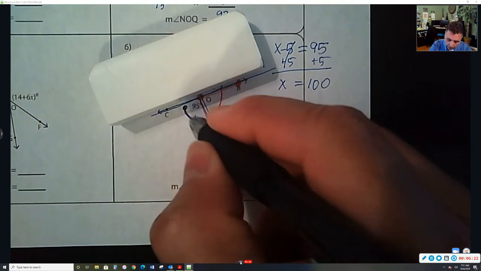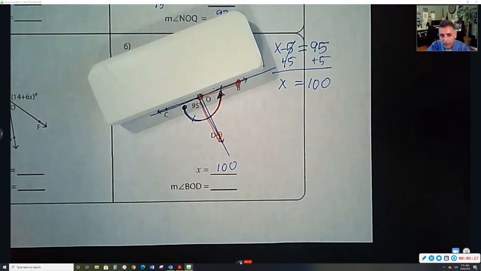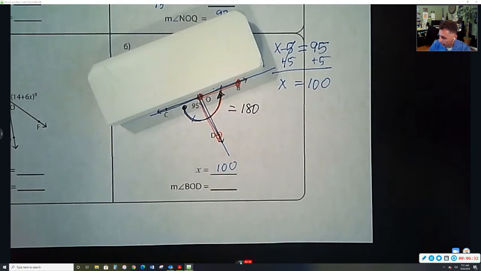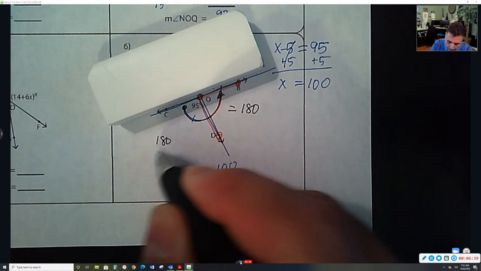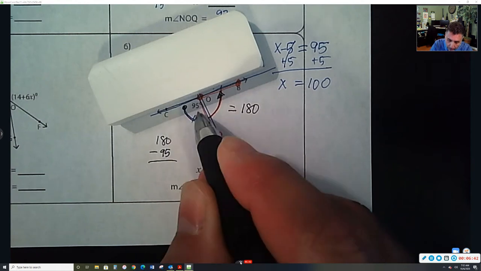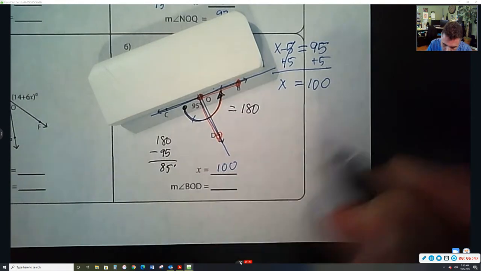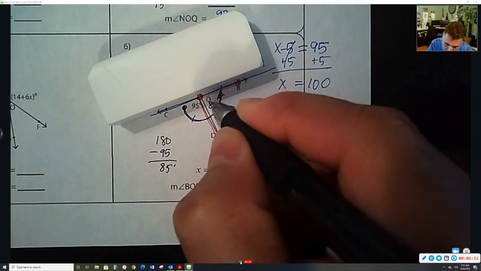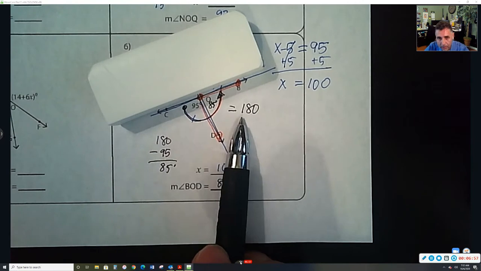From here all the way to here is half a rotation. And half a rotation equals 180 degrees. Okay, so I know to find the missing value, I need to take 180 minus the one we know, which is 95. When we do that, we get 85 degrees. So I know this angle measure is 85 degrees. This inside in here is 85, because 95 plus 85 equals the 180.